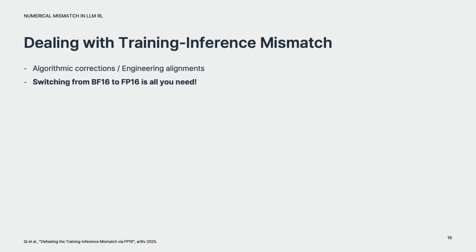Let's now turn to the second paper, which proposes a way to address the training-inference mismatch. In principle, one could consider algorithmic corrections or explicit engineering alignment between training and inference. However, this paper argues that a simple single-line code change, using float point 16 instead of the commonly used BF16, can significantly mitigate the problem.